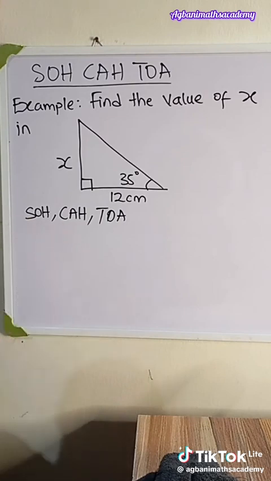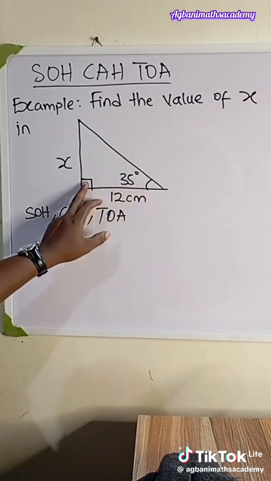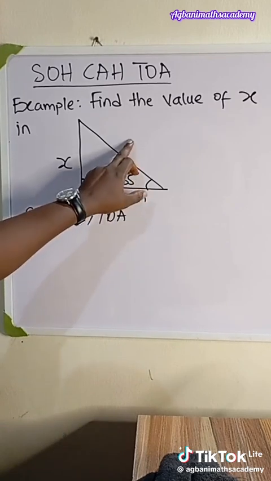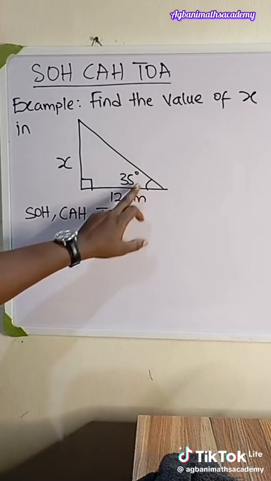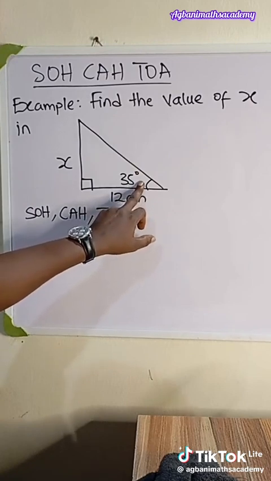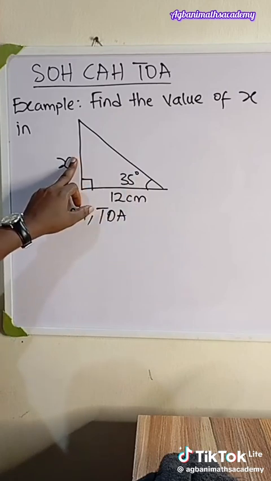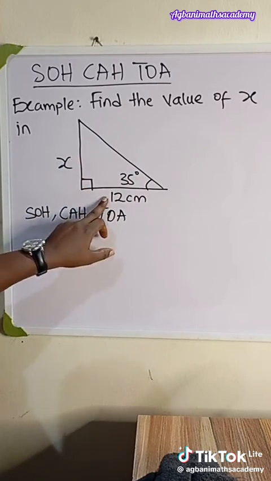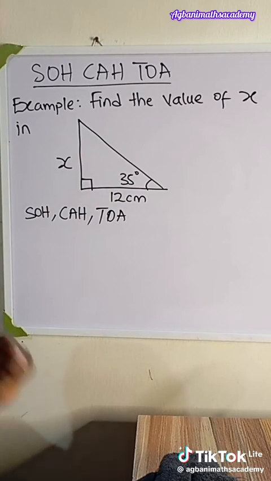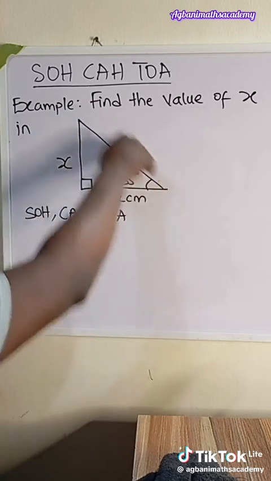So let's look. This is the 90 degrees. Therefore, this is the hypotenuse. Okay? This is the angle theta. Therefore, this is the opposite. And this is the adjacent. So the missing side shows us what we are going to use. The missing side. So if you look, this side is missing.